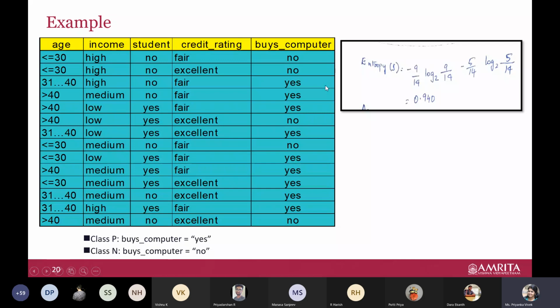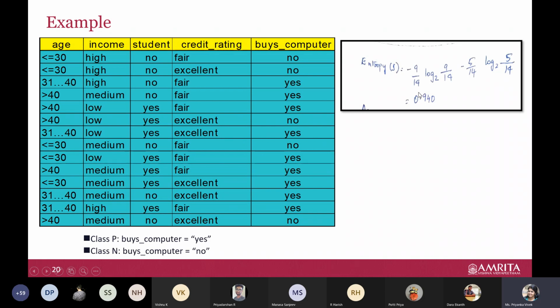They have just given a clue on how we go forward. Class P, which is the positive class, means buys computer equal to yes, and negative class means buys computer equal to no. Can you tell me how we are going to find the entropy of this data? Out of these total 14 samples, how many are yes, how many are no? We have to identify each class. We have 9 yes cases. So we take 9 by 14.